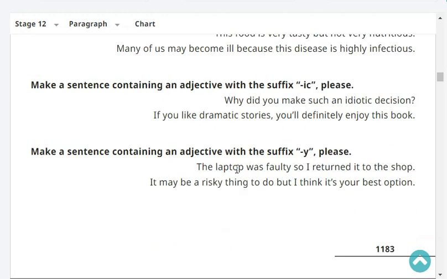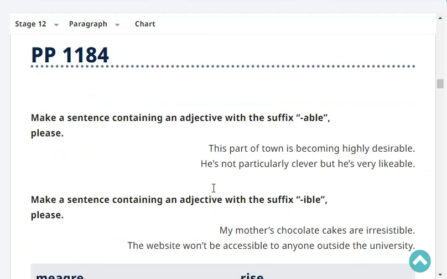Make sentences containing an adjective with the suffix -y, please. The laptop was faulty, so I returned it to the shop. It may be a risky thing to do, but I think it's your best option. Very good.